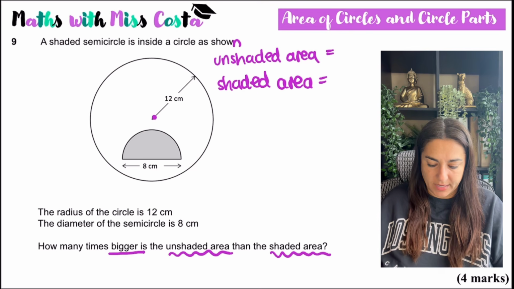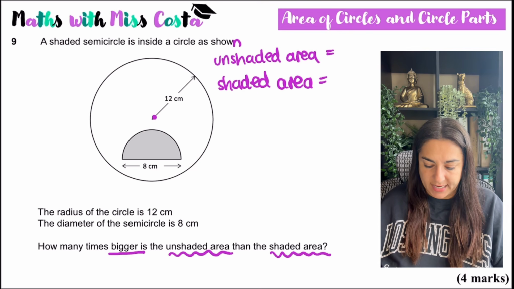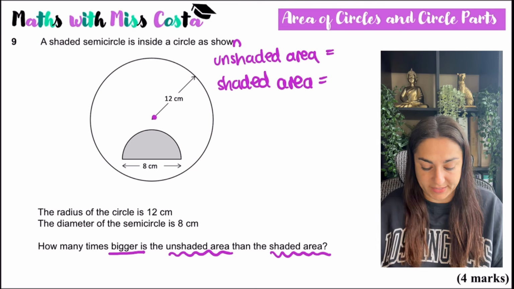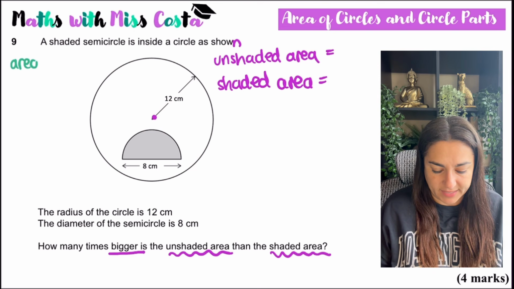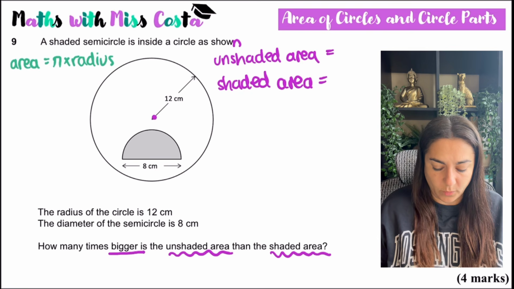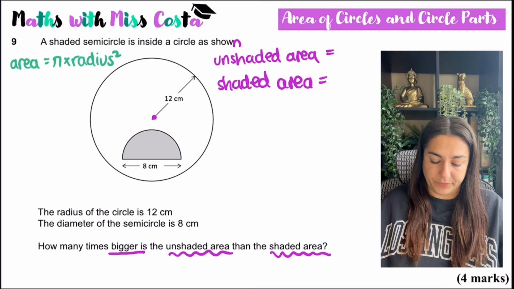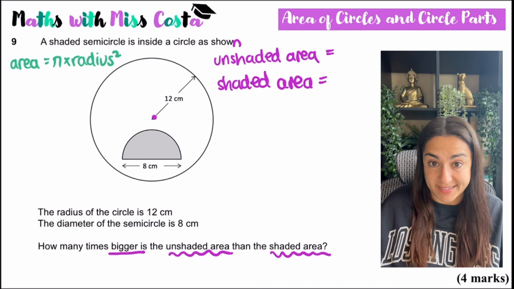So in order to work anything out, let's just remind ourselves what the formula of a circle is in terms of working out the area. So the area of a circle is pi times by radius squared. So you're always looking to locate the radius.